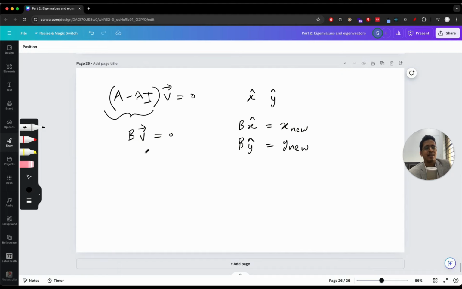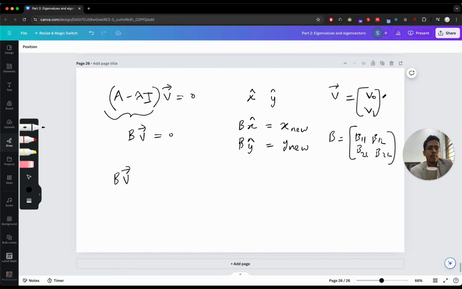And what we are saying is the vector V is getting transformed into 0 by this transformation matrix. What that means is, let's say this was not 0. Let's say our goal was just to calculate BV. How would we have done that if V equal to V0 and V1? And let's say B equal to B11, B12, B21, B22. Maybe for simplicity, I'll write this as V1 and V2 rather than V0 and V1.